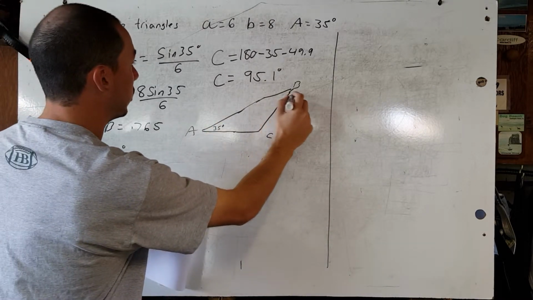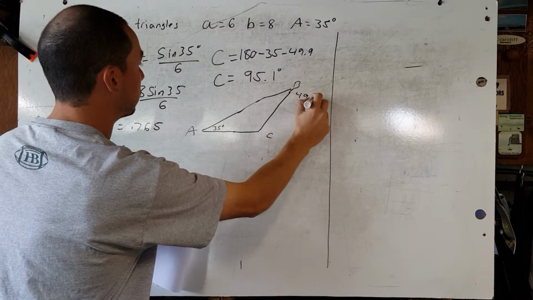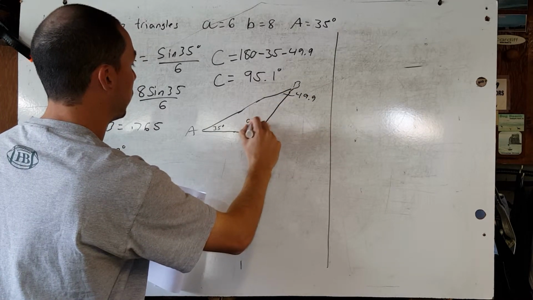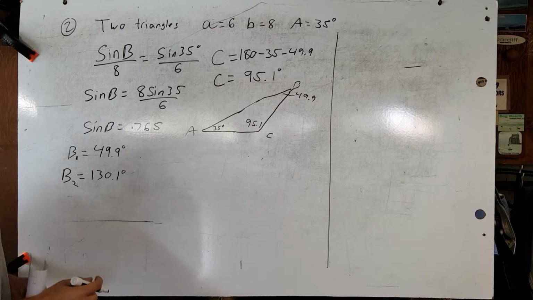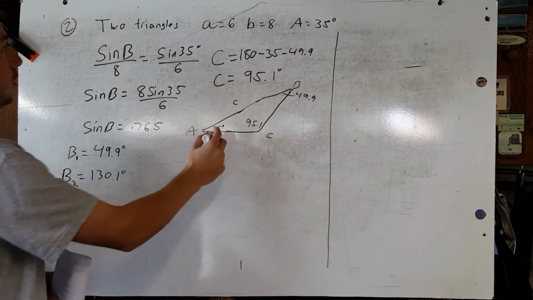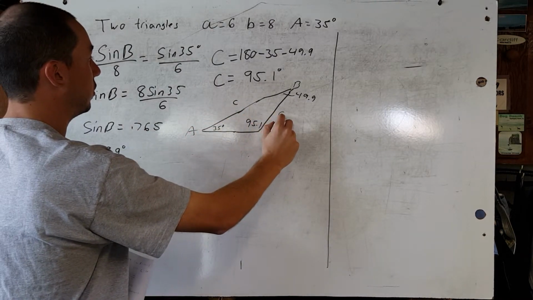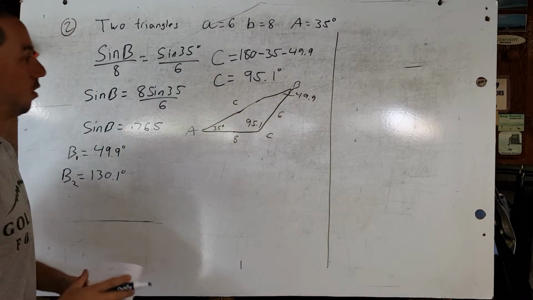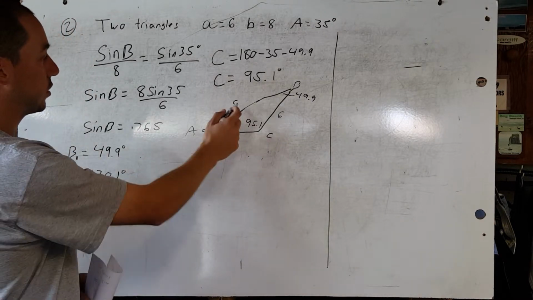B is 49.9. C is 95.1. We don't know side C yet. We know side A is 6, and side B is 8. All we're left to do is find side C.